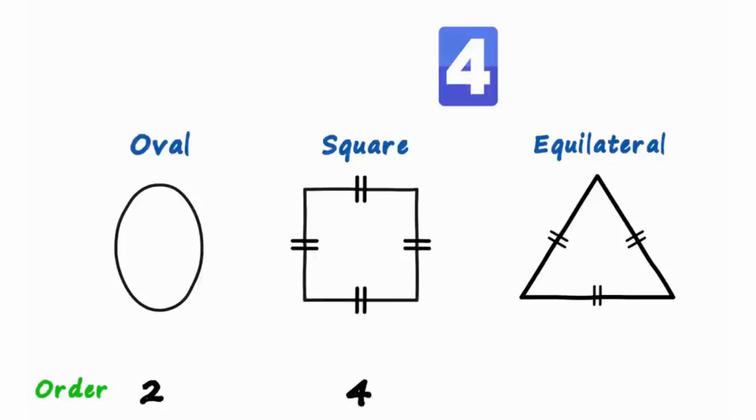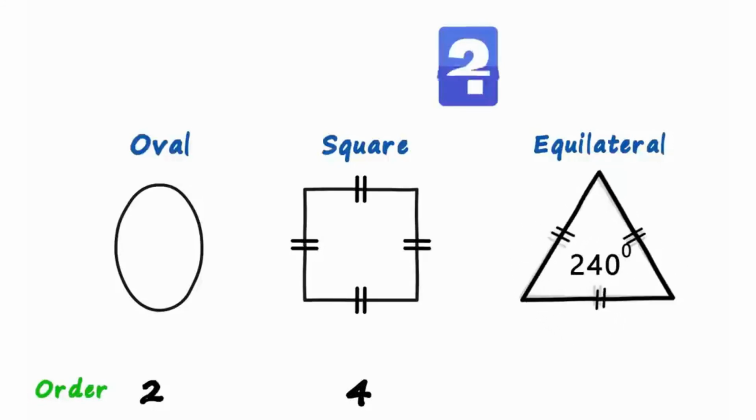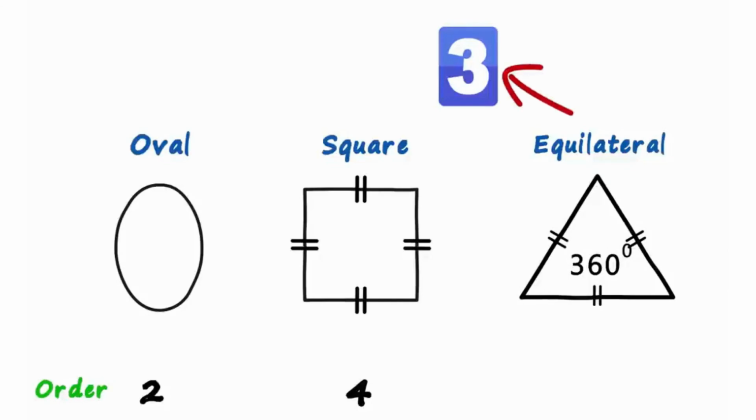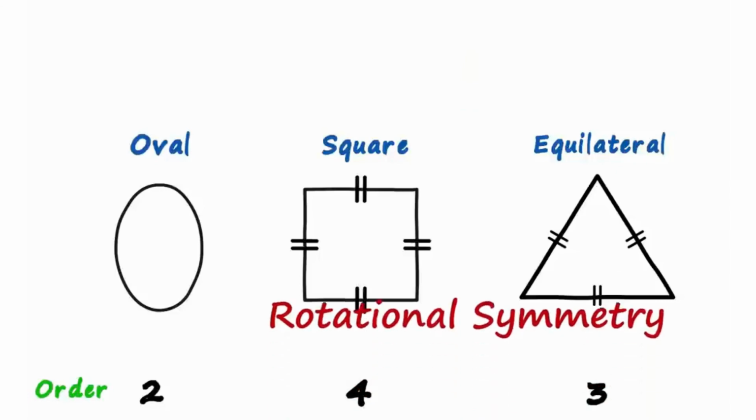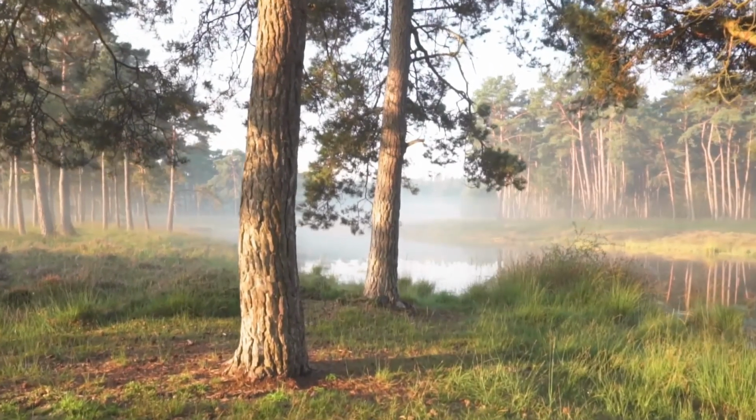Now for the equilateral triangle, 120 degrees, 240 degrees, and at 360 degrees. 3 times in one complete rotation. The order is 3. Remember, a shape has rotational symmetry if it looks exactly like the original shape, and the order of rotation is the number of times an object looks exactly the same in a complete turn of 360 degrees. So that's the end of our lesson.